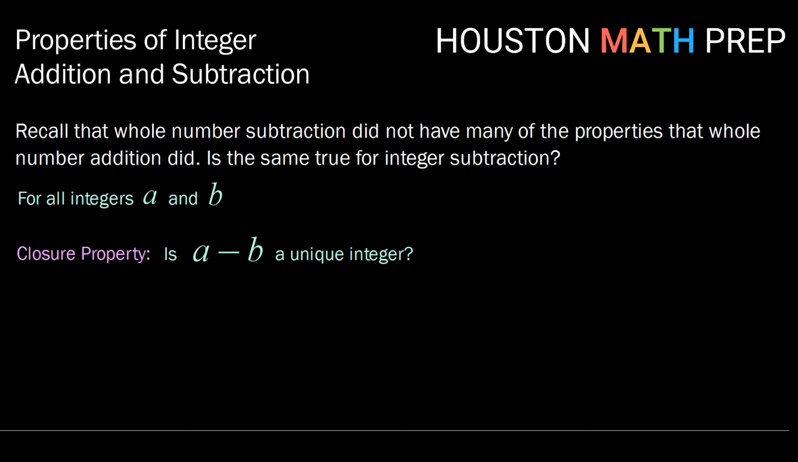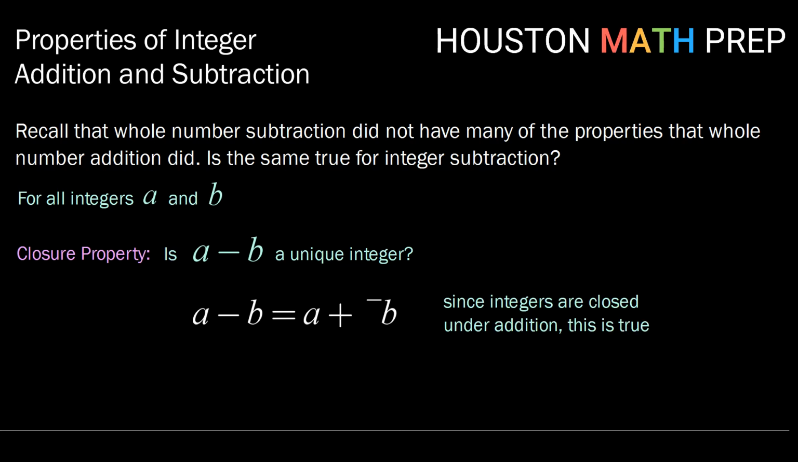Let's start with the closure property. If we take integers a and b, is it true that a minus b is always a unique integer? Here, remember that integer subtraction can be completed by adding opposites. So that means we know that a minus b is always the same as a plus the opposite of b. Since integers are closed under addition, and these two are equal, then a minus b must always be an integer. Therefore, integer subtraction does have the closure property.